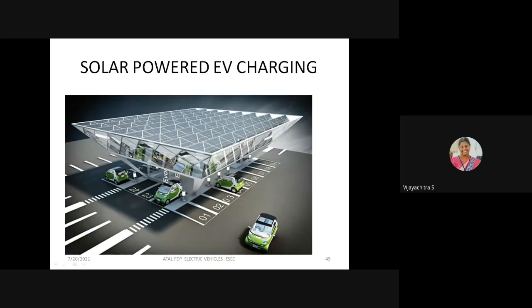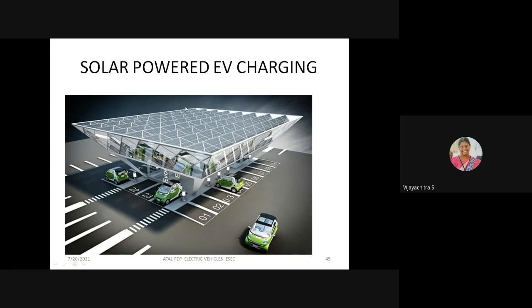And this is how solar powered EV charging works. There will be several panels integrated together. This can be a very big roof, and it can have certain tracks in which we can park the cars. So imagine this is the solar powered electric vehicle charging. When we park the car in the mentioned slot, the plug-in facility available at that slot can be utilized to do the charging.